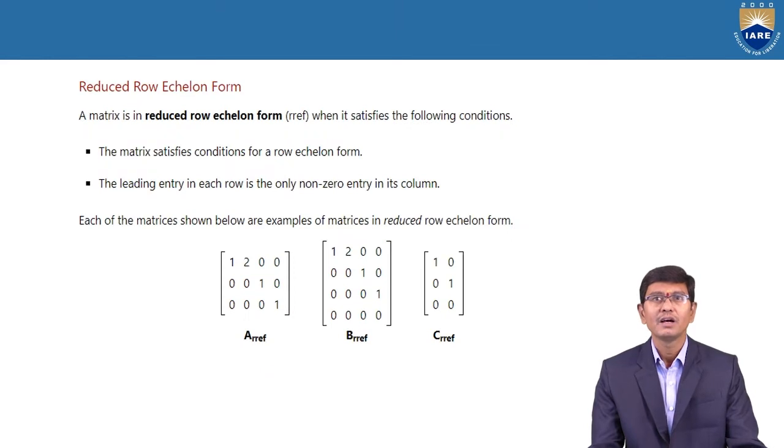And again, next one, reduced row echelon form. A matrix is in reduced row echelon form, that is RREF, when it satisfies the following conditions. First, the matrix satisfies the conditions for a row echelon form. Second, the leading entry in each row is the only non-zero entry in its column. That is the meaning of the reduced row echelon form.